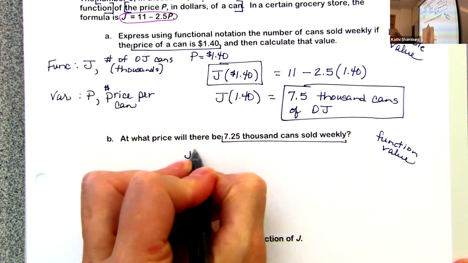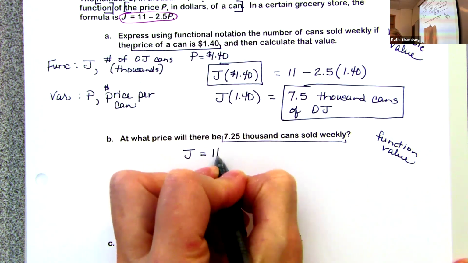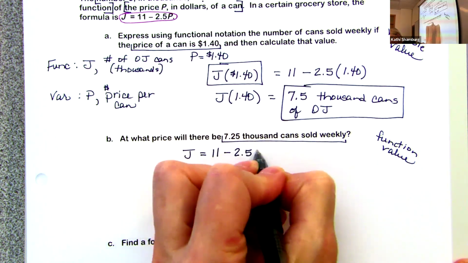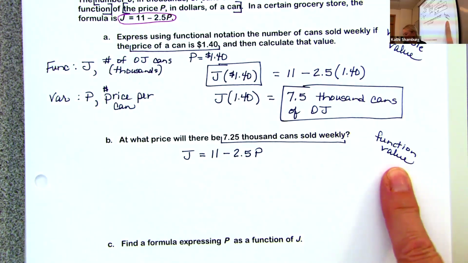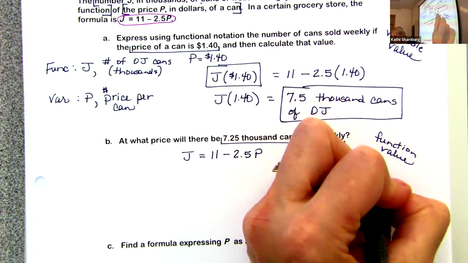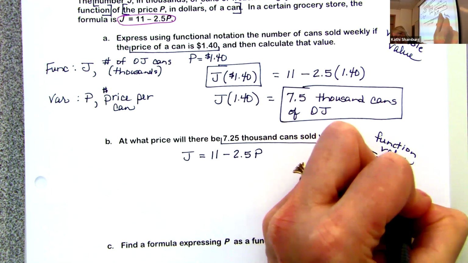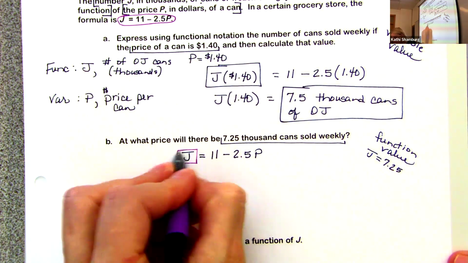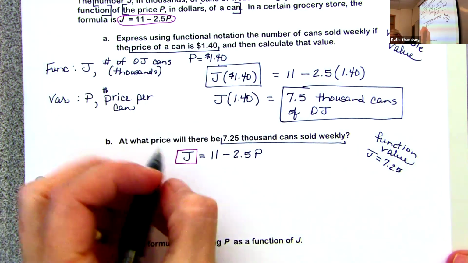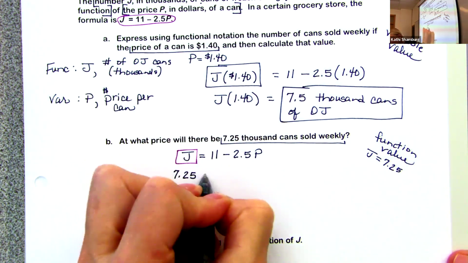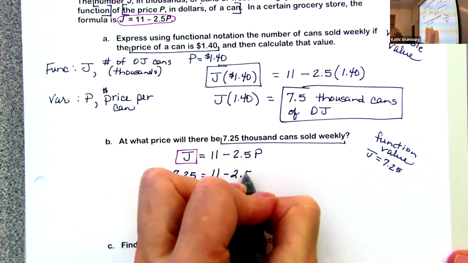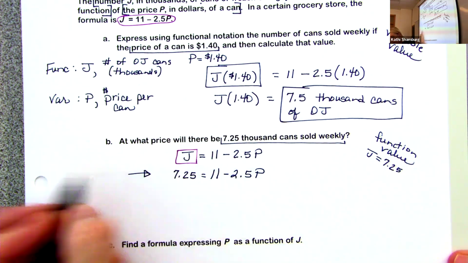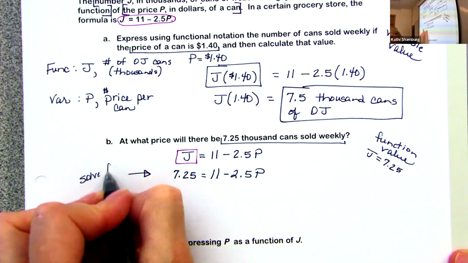Well, the formula is J equals 11 minus 2.5 P. You told me we were given the function value, so we were given J equals 7.25. So we're not calculating J at 7.25. That would be if that was a variable value. So in place of the J, you put 7.25. And then at this point, you will solve for P.